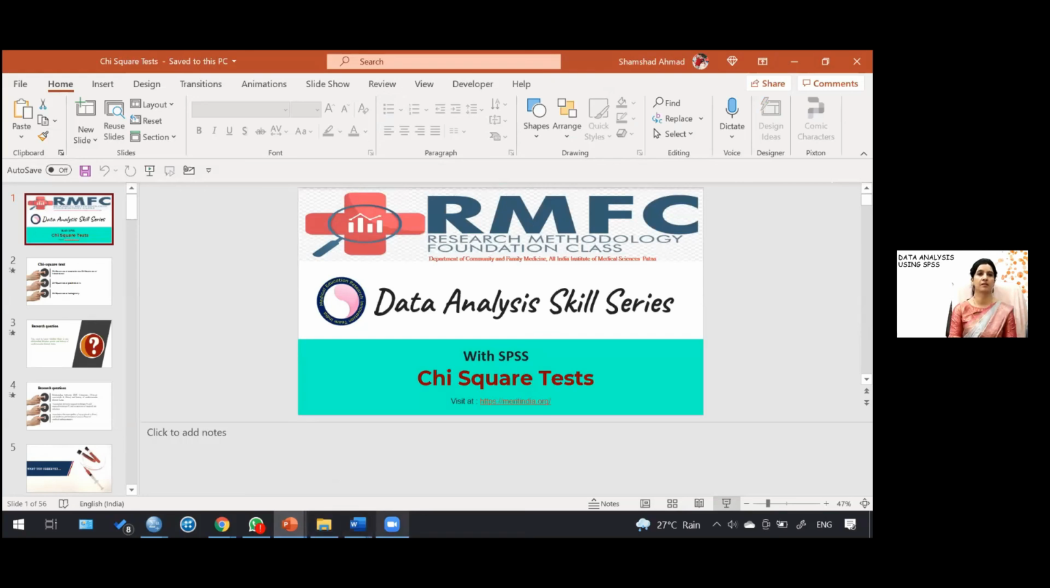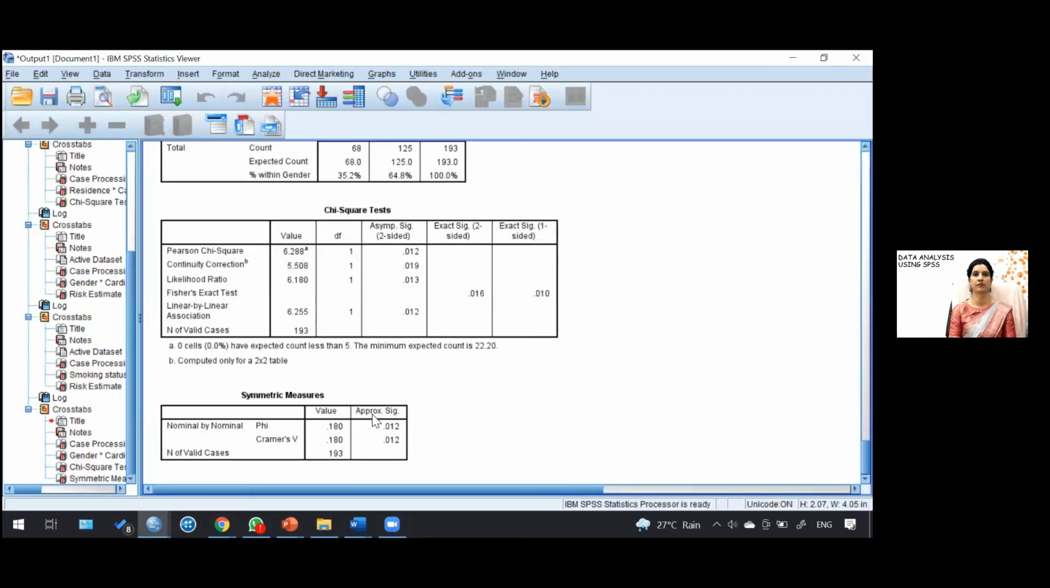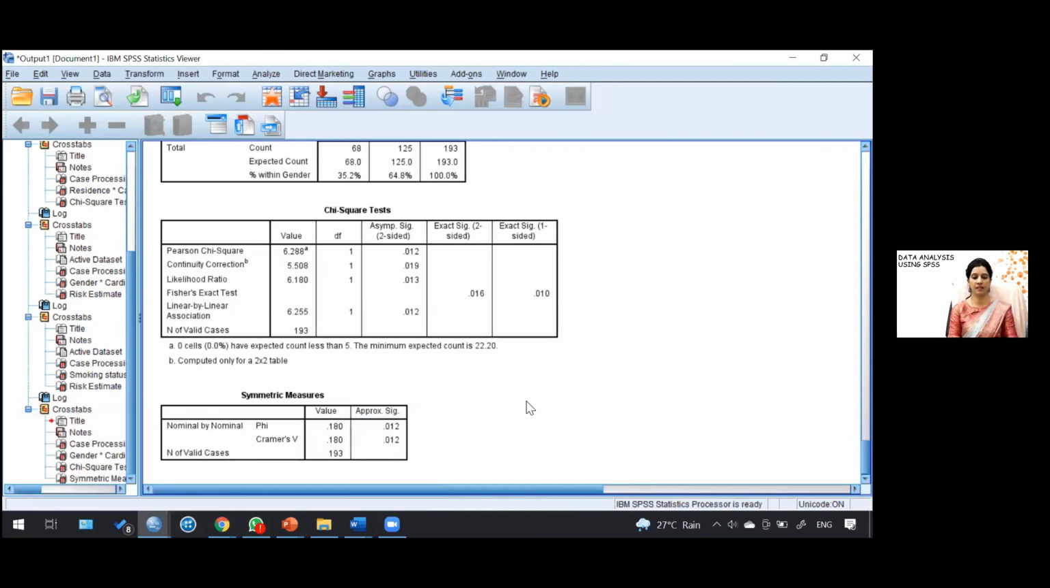You don't have to look at the significance here. It is the value which is important, 0.180, not the significance. Okay, ma'am. Clear.